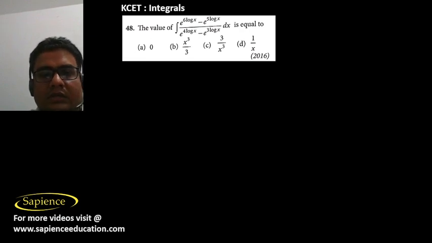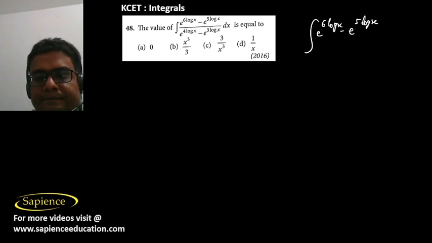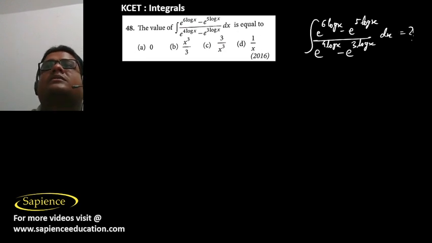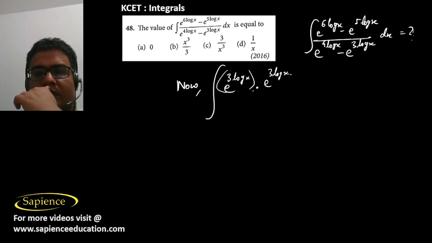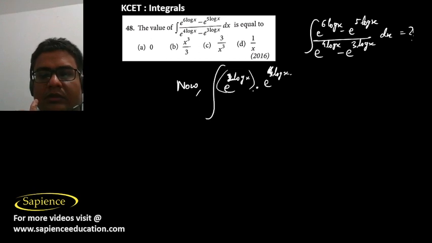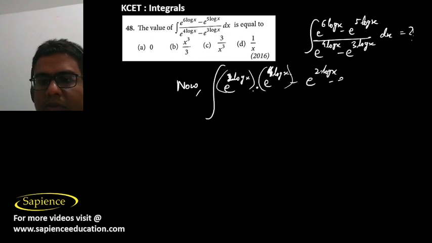Then in question number 48, it is asked to find the value of the integral of (e^(6 log x) minus e^(5 log x)) divided by (e^(4 log x) minus e^(3 log x)) dx. Therefore, in the numerator I can write e^(3 log x) into e^(3 log x), and e^(2 log x) into e^(4 log x), minus e^(2 log x) into e^(3 log x).